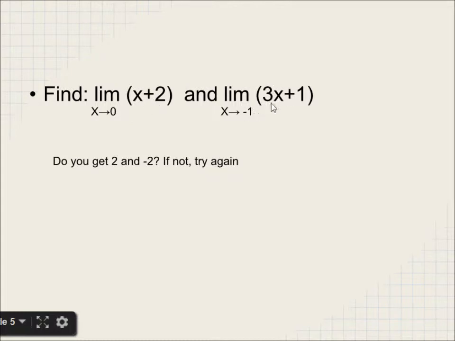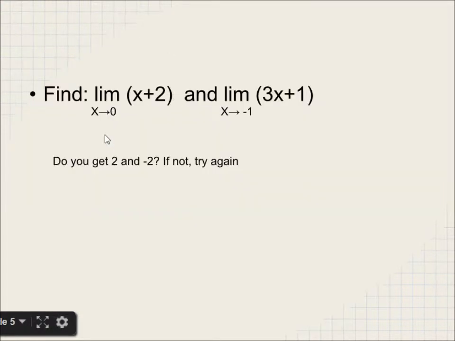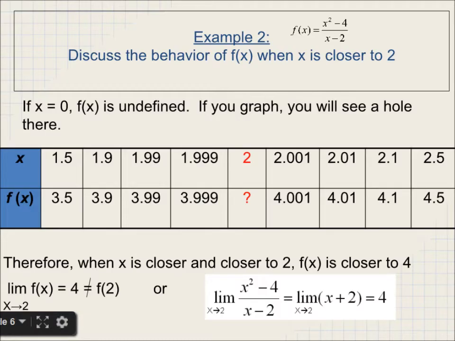Then again, let's put minus 1 here. 3 multiplied by minus 1 is minus 3, plus 1. Minus 3 plus 1 is minus 2. So the limit of the function 3x plus 1 as x approaches minus 1 will be minus 2. Using the table method which we discussed, or the graph method, or just substituting the value, you should get the same value with all three methods.